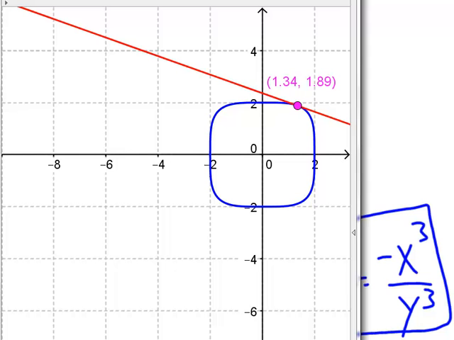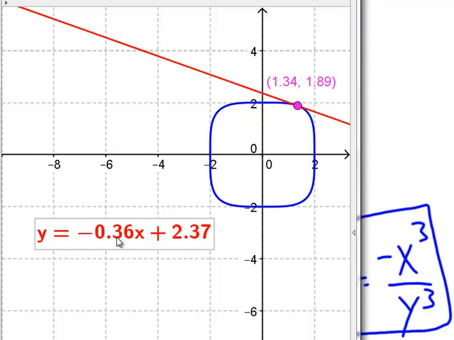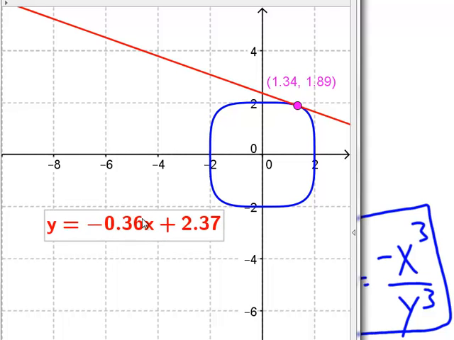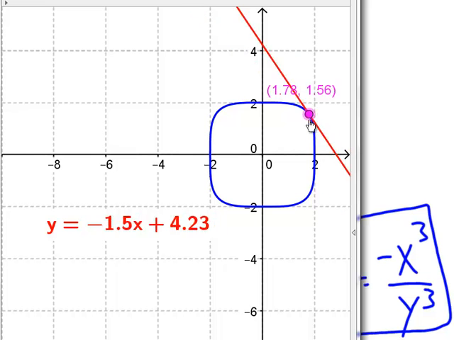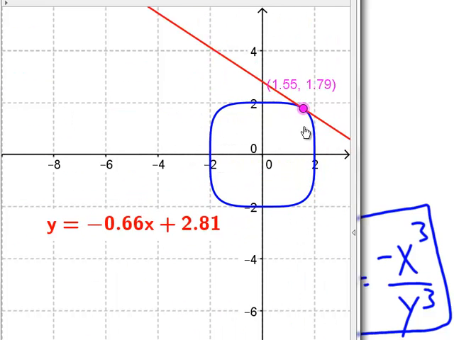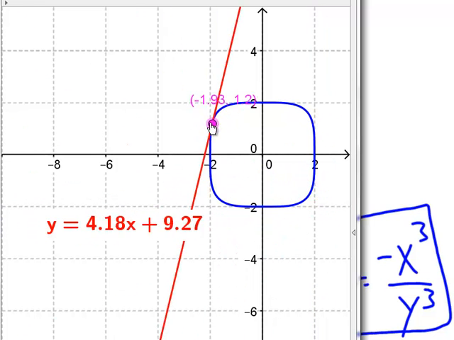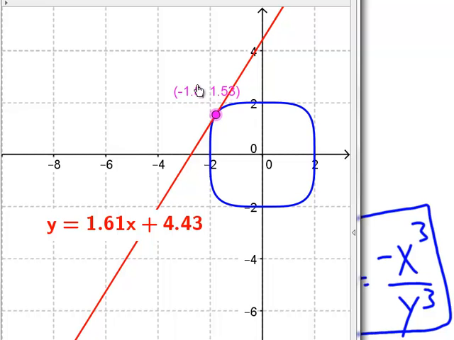And let's go to GeoGebra here, and let's bring up the tangent line equation. And I could definitely see that the slope of that tangent line is negative 0.36-ish, again, within round-off error. So I hope you clearly see what the derivative has done for us. At any point along the way, all I have to do is go to the derivative, the negative x cubed over y cubed, and plug in the respective x and y values, and I would get the slope of the tangent line.